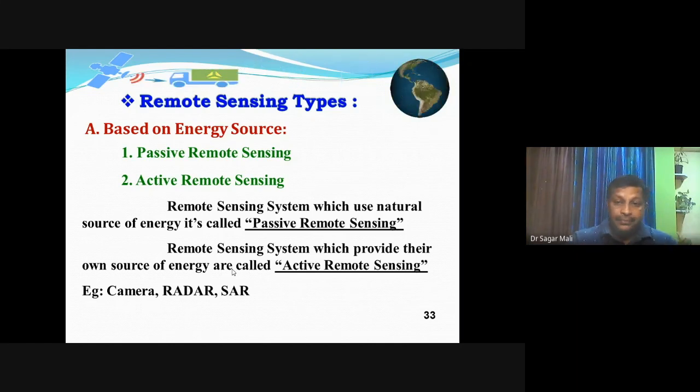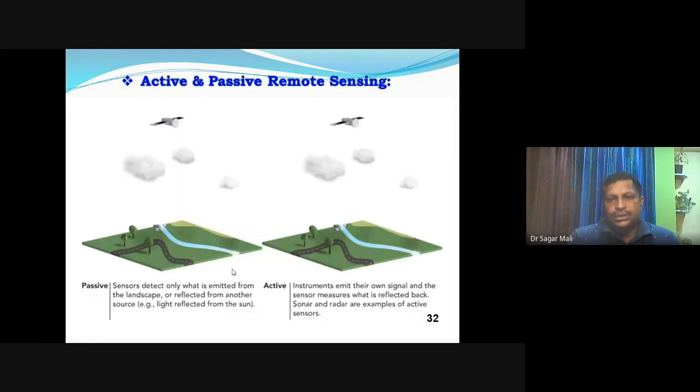That radiation reaches towards the earth, interacts with the objects on the earth surface, and the backscattered energy is recorded by the sensor. A good example is our camera, radar, and SAR, synthetic aperture radar, which is an example of active remote sensing. Now, through this animation, we can see the left-hand side image is passive remote sensing, in which only the solar radiation is used.